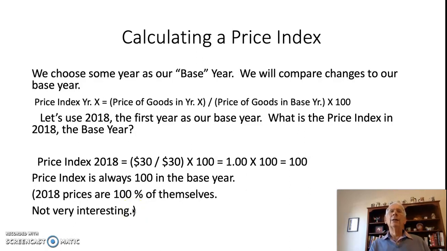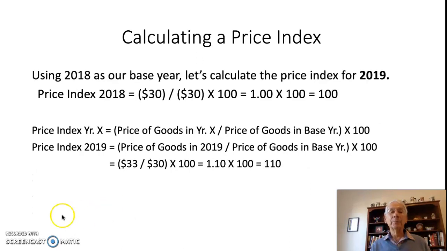But we're going to be using that because we want to see what the price index is going to look like in future years. So now, remember I asked you to write down the price of the basket of goods. The cost of the basket of goods was $33 in 2019. If we use 2018 as our base year, once we start, we always use the same year as the base year. So what we find out is that now, I just repeated this so you could see this.